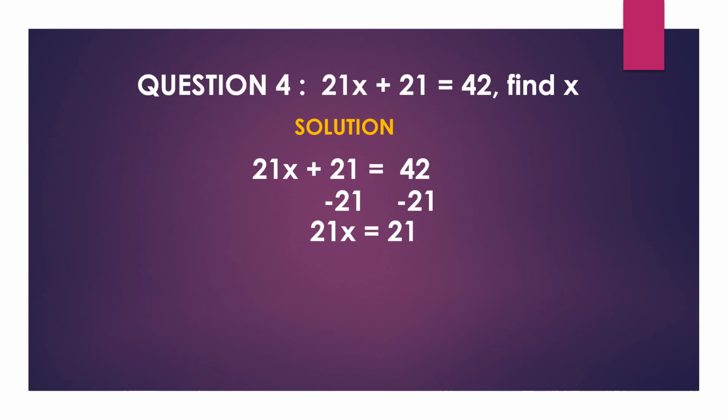We divide both sides by the coefficient of x for x to be alone at the left hand side. So we divide both sides by 21. X will now be equals to, what's 21 divided by 21 at the right hand side? X will now be equals to 1. Now let's wrap it up with the last question, which is question 5.